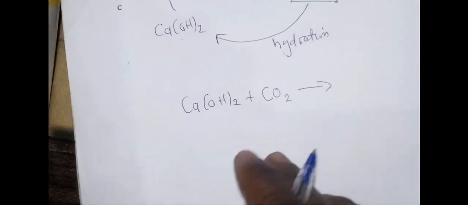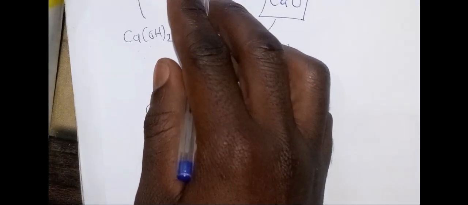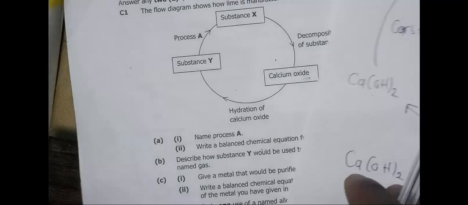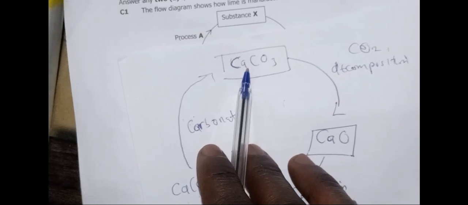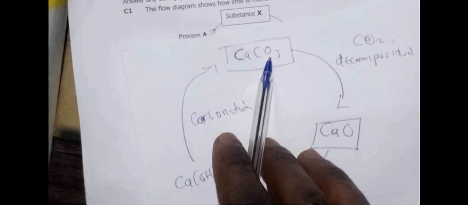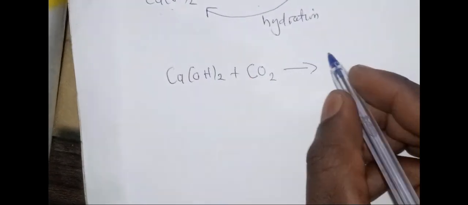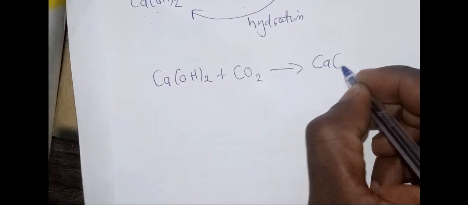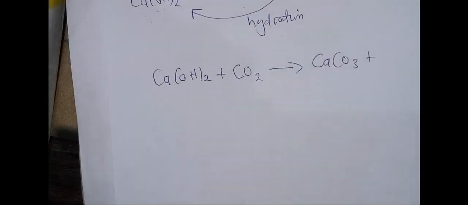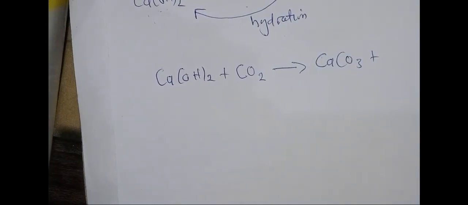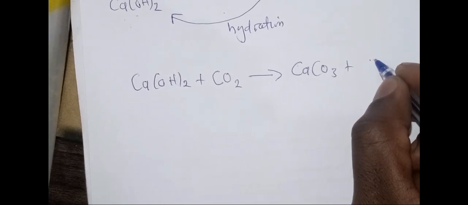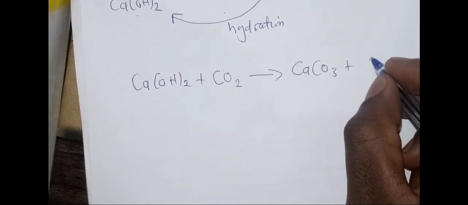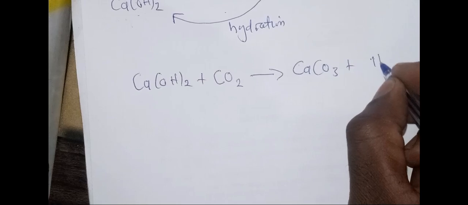And then what will this give us? It will give us substance X, which we have identified as calcium carbonate. So here it will produce calcium carbonate. And also it will give us water, H2O.